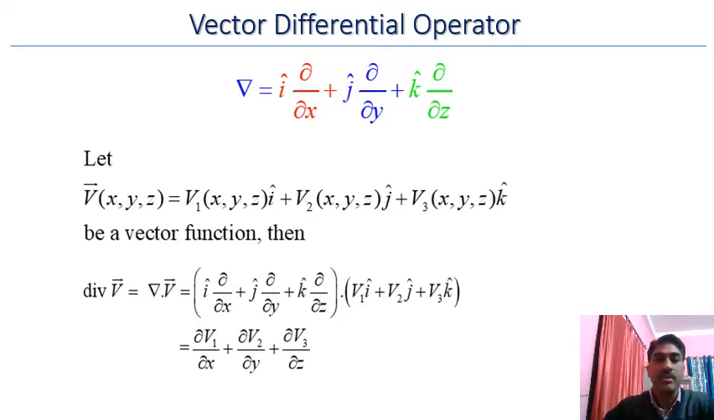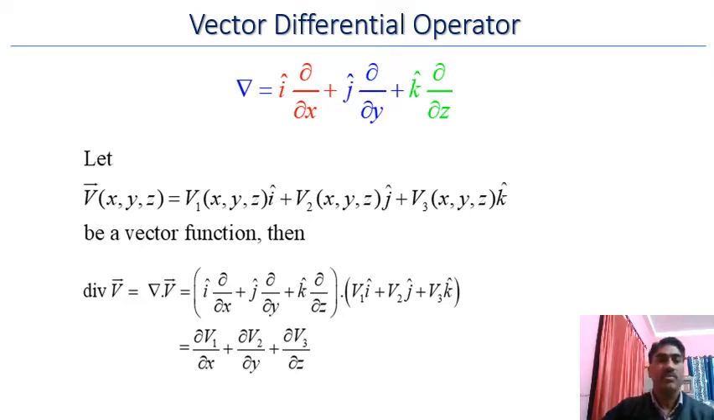Already we learned that this del operator is a vector differential operator given by i del by del x, j del by del y, k del by del z, and we also discussed that it can be multiplied with vectors in two ways, because vectors do not have simple multiplication. So it can be multiplied with a vector either by cross product or dot product. When we take the dot product of this operator with some vector, we call it the divergence of the vector.